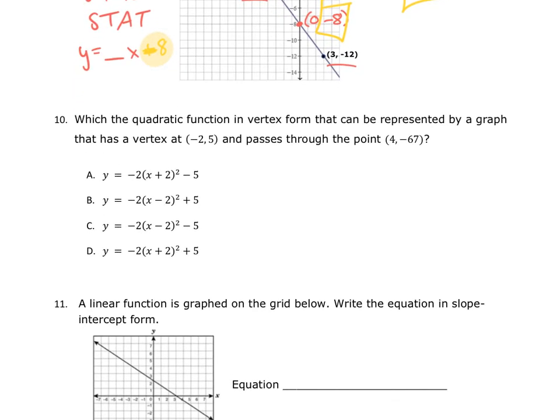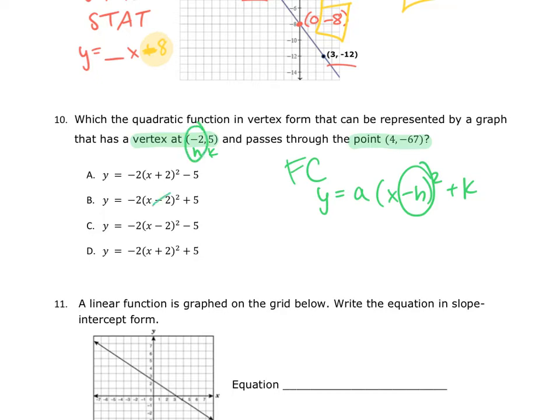Number 10, we have the quadratic equation in vertex form, represented by the graph with a vertex at (-2, 5), that passes through the point (4, -67). Okay, so with this one, I know my vertex is (h, k). I know my vertex formula is y equals, which again, this is from my formula card, y equals a times (x minus h) squared plus k. So that means that I need the opposite of my h. So I want the opposite of -2.